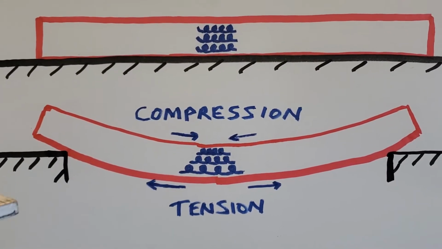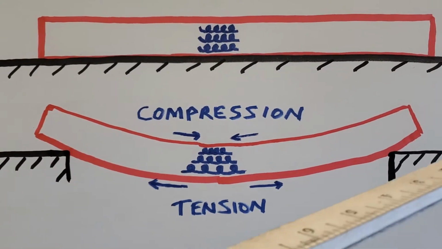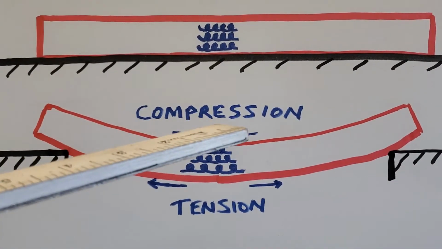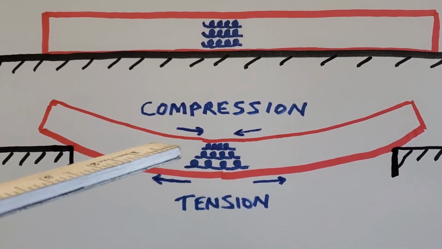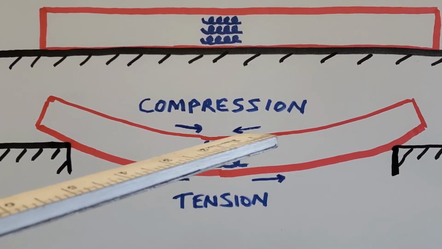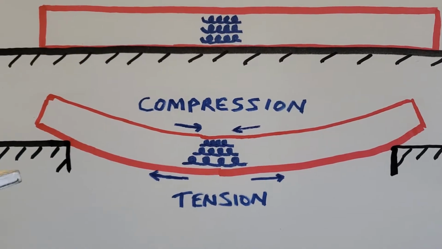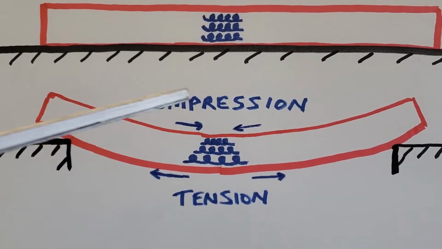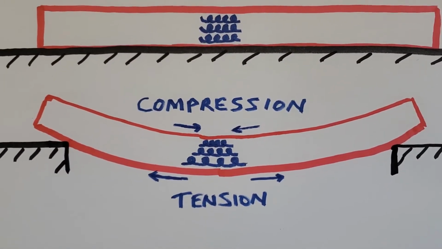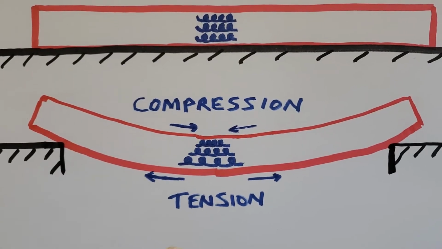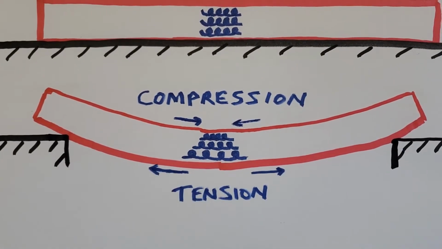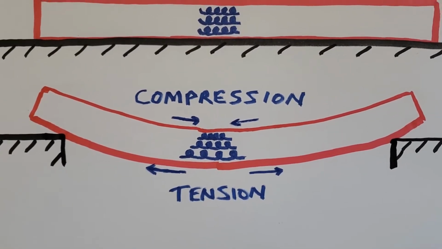Well, if you only support the edges of the material, then of course gravity will pull the center of the material down. And what ends up happening is the top part of the material gets squeezed together. I've indicated that as a squish spring. And so the top part of the material is compressed and the bottom part of the material is sort of pulled apart. So the bottom part of the material is in tension.